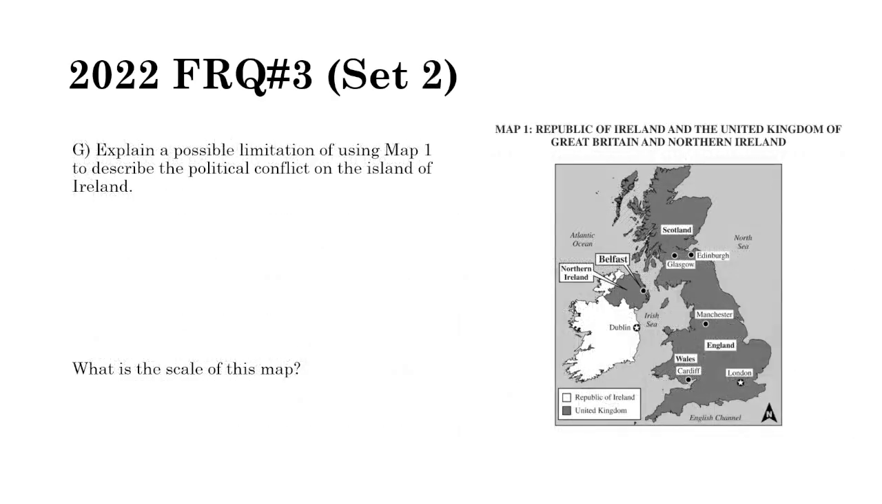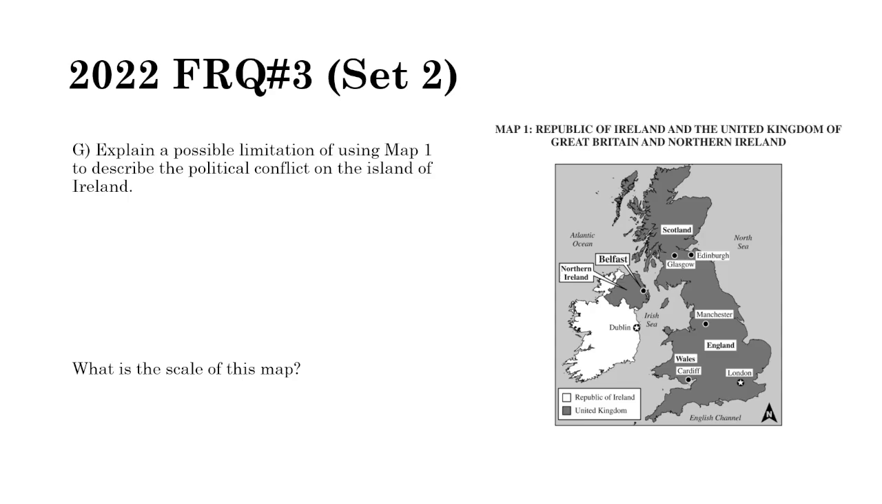Okay, one more FRQ for this topic. So another limitation. College Board loves these limitation questions. Explain a possible limitation of using this map to describe the political conflict on the island of Ireland. So there were like 8 responses. I didn't pick all 8 because some of them had to do with the politics unit, and we haven't done the politics unit yet. So I chose specific ones to go out of here.